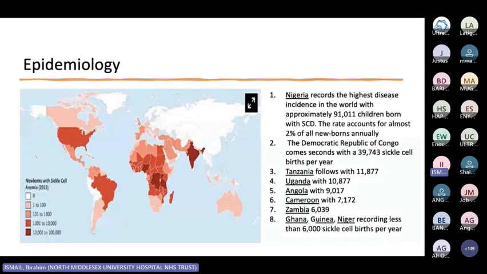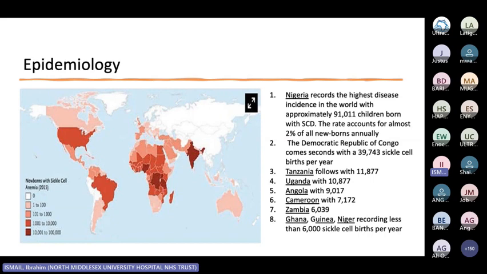To bring it back home a bit, here it shows newborns with sickle cell anemia according to data from 2015. Nigeria records the highest disease incidence in the world with over 91,000 children with sickle cell disease. The rate accounts for almost 2% of all newborns annually. Following Nigeria, you have the Democratic Republic of Congo coming in second with 39,743 sickle cell births per year, and then Tanzania with 11,877.